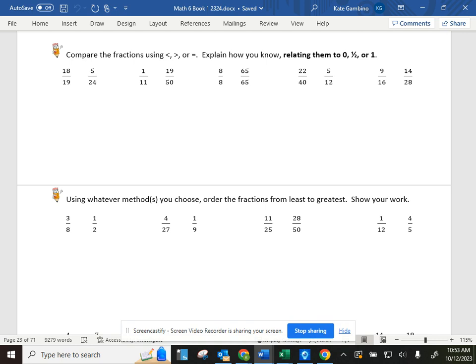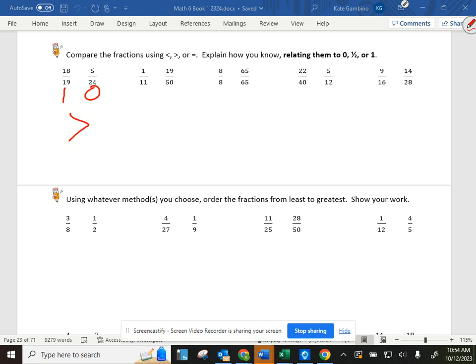18 19ths is close to what? 0, half, or 1? Lauren? 1. 5 24ths is close to 0, half, or 1? Madeline? 0. Can I put a symbol comparing 1 and 0? Sure, 1 is definitely greater than 0. So I don't have to do all that math, multiplying my denominators together to get to that common denominator. I can just compare them to 0, half, and 1. Let's look at our next one.